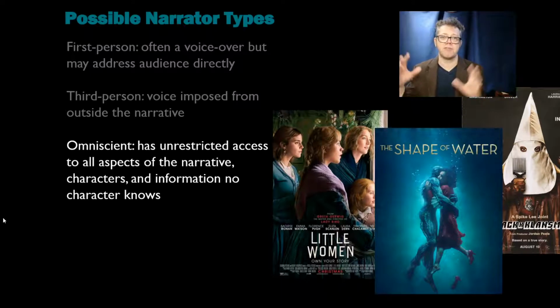We might just have a frame narrative. And then it goes in and we find that the story is being told by someone else. And then we have omniscient. The omniscient view has unrestricted access to all aspects of the narrative, characters, and information no character knows. So we can be shown things that none of the characters in the film know, and that's that omniscient perspective.